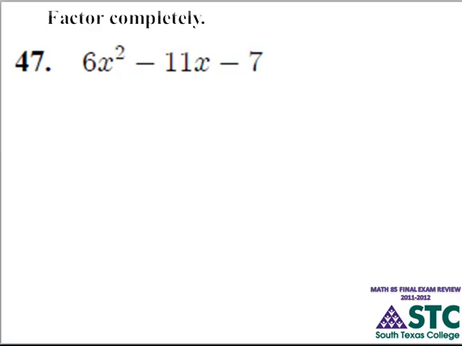We're asked to factor the given polynomial expression completely. Now we notice there is no greatest common factor to pull out. So in this case, we're going to have to use some kind of method to factor, because we notice the coefficient of x squared is something other than 1.